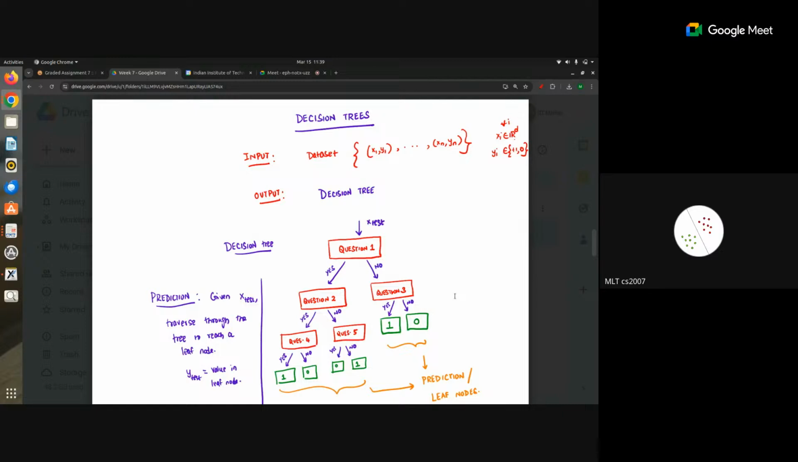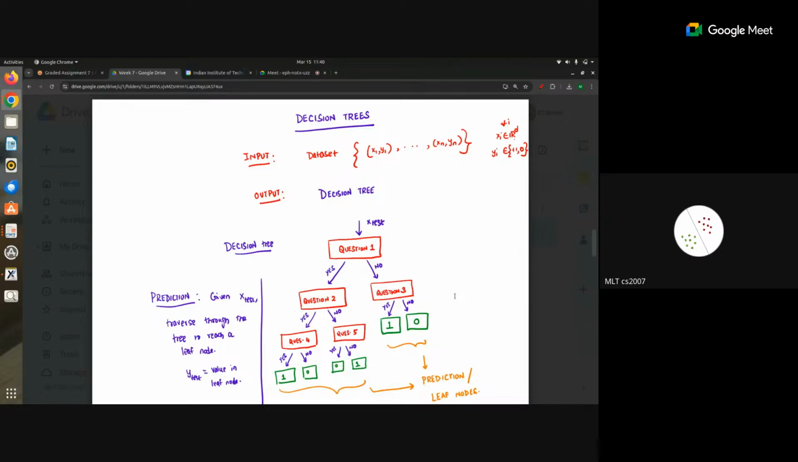You will have the same data set, right? It's a classification data set where each data point belongs to some d-dimensional space, and each has a corresponding label, either a positive class or a negative class, or class 1 and class 0. So only two classes we are looking at right now. When a test point comes in, you ask some questions and it traverses through the tree. So this is what your tree looks like.